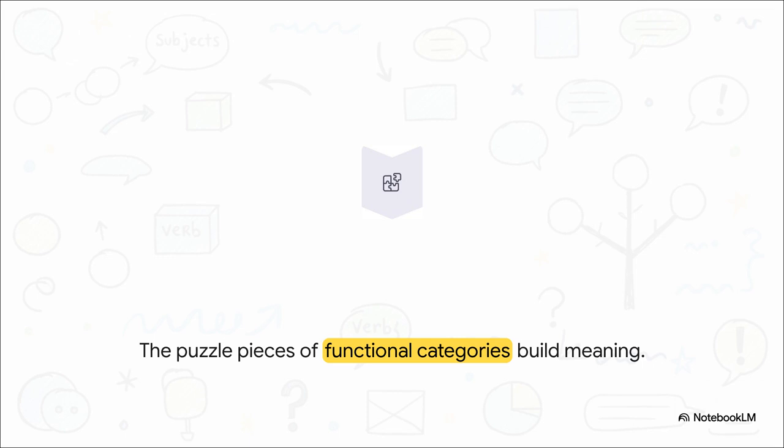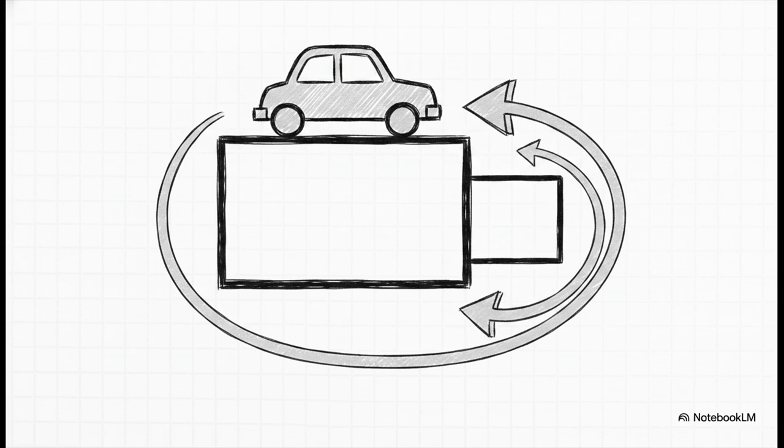The object, direct or indirect, which receives that action. The complement, which adds necessary predictive info back to the subject or object. And lastly, the adverbial, giving us that contextual framing, like time, place, or manner. Let's look at a practical example. Take the complex sentence, "You can borrow my car if you need it."